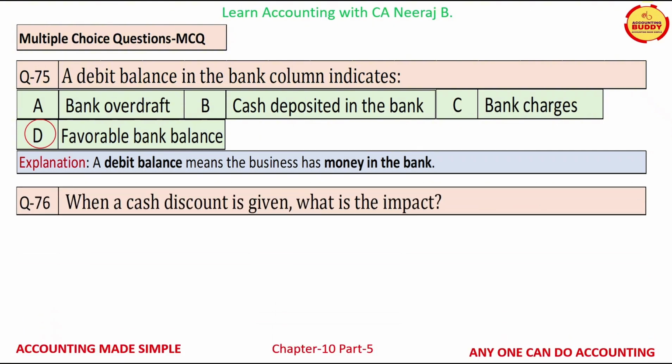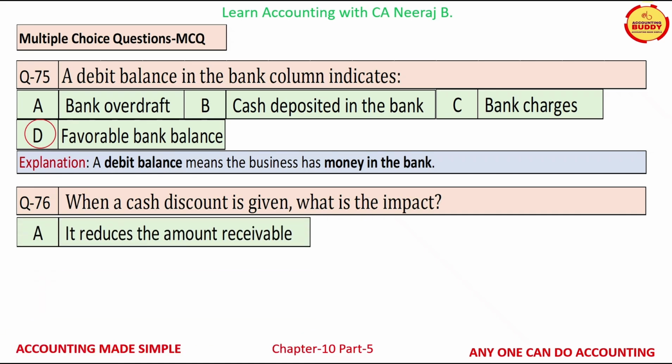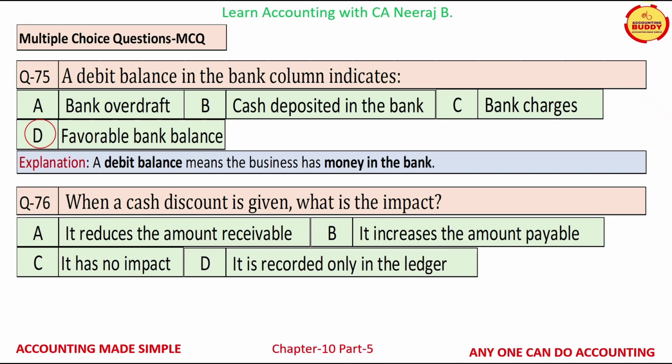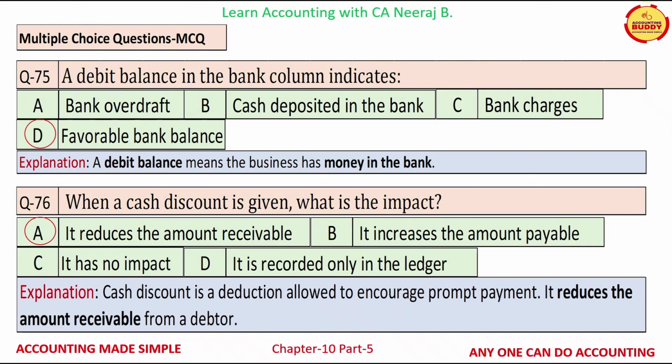Question 76 is, when a cash discount is given, what is the impact? Available options are option A, it reduces the amount receivable, option B, it increases the amount payable, option C, it has no impact, and option D is, it is recorded only in the ledger. And the correct answer is option A, it reduces the amount receivable. Cash discount is a deduction allowed to encourage prompt payment. It reduces the amount receivable from the debtor.